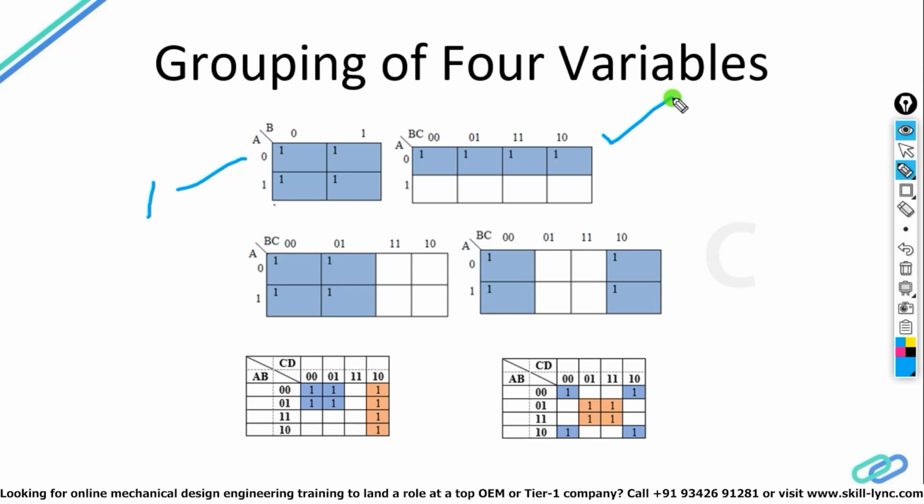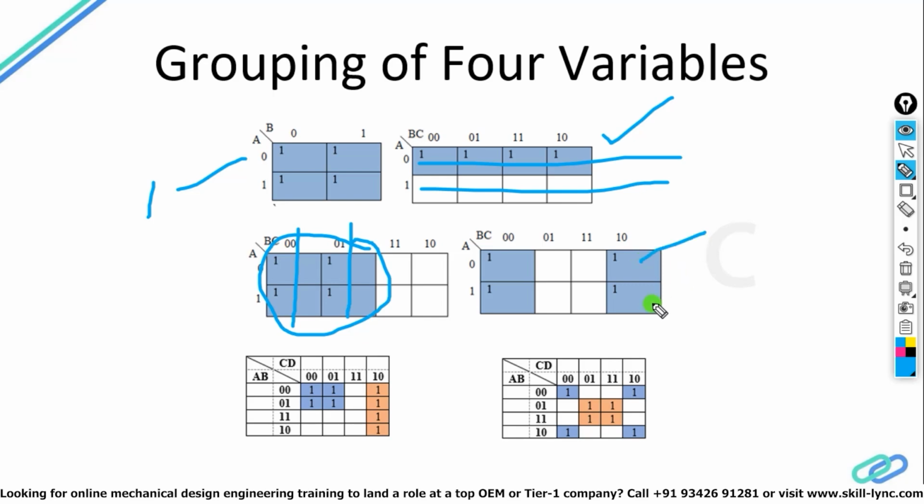Now come to the case of 3 variable K-map. In case of 3 variable K-map, 4 ones can be placed this way or this way. Otherwise, it may be the case that 2 ones here and 2 ones here. Okay, we can make a pair of these 4. Or corner ones, this one, this one, this one and this one. Yes, you can make a pair of corner ones. So this is the case of 3 variable K-map.